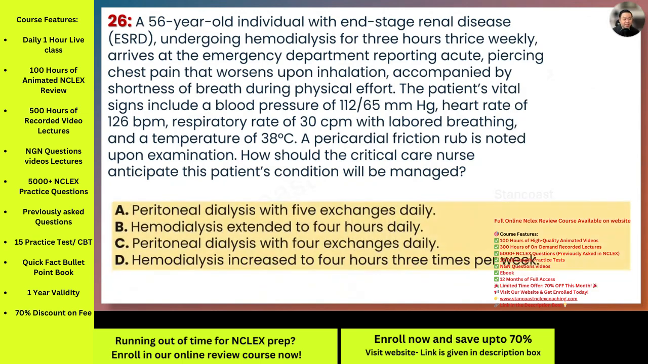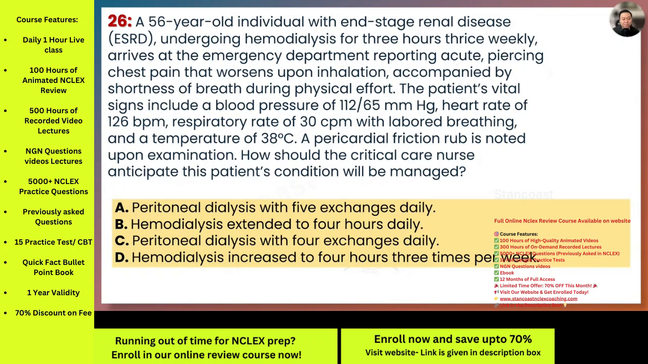Options: A, peritoneal dialysis with 5 exchanges daily. B, hemodialysis extended to 4 hours daily. C, peritoneal dialysis with 4 exchanges daily. D, hemodialysis increased to 4 hours 3 times per week.